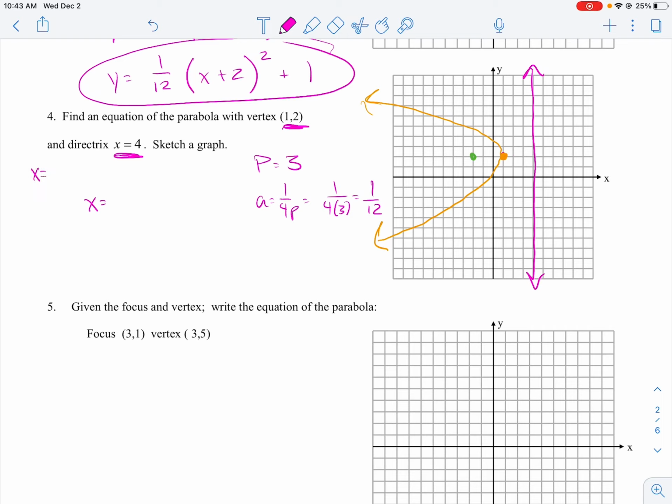So remember, the x is equal to this. The formula here is y minus k squared plus h. So now, that being said, this thing is also facing to the left, which means it's going to be negative in the front, 1/12. And so our y value is 2. And our x value is 1.